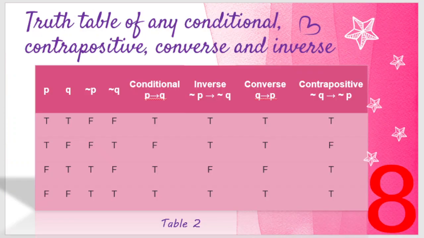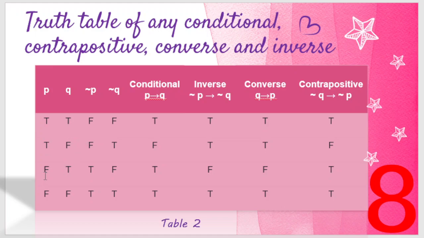Alright, so we have here the truth table of the conditional, contrapositive, converse, and inverse. So we have here two statements, P and Q. P is the hypothesis, Q is the conclusion. We have here true, true, false, false for P, and true, false, true, false for Q. First, we get the negation of P. Since the statement is true, the hypothesis is true, therefore our negation is false.